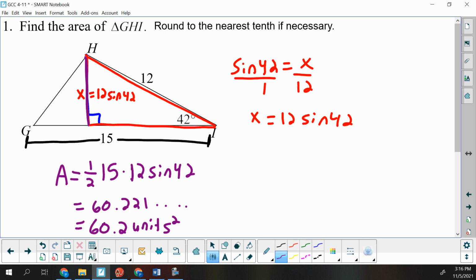Now, if they had told us our lengths were in inches, say, we wouldn't say units squared, we would say inches squared, because we would actually know the units. But what we want to do is try and generalize this.